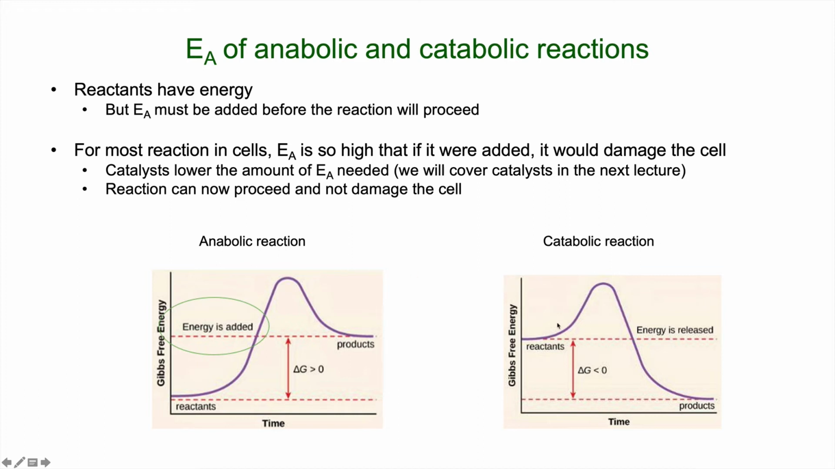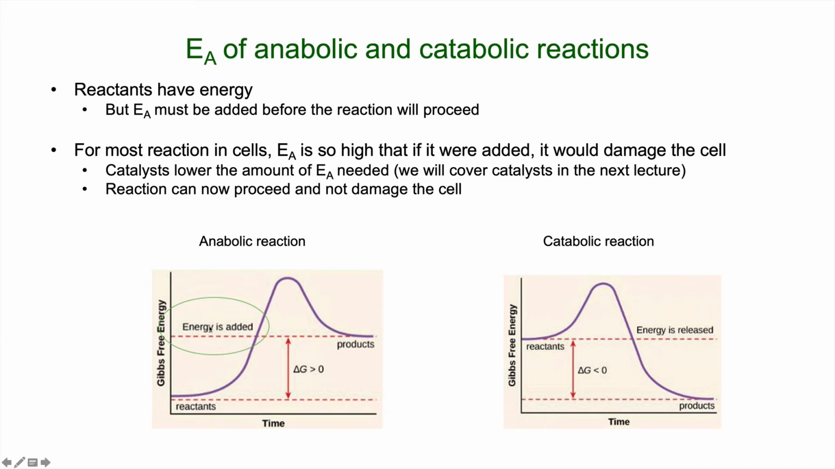Okay, in a catabolic reaction, again, our reactants have a certain amount of energy. We have to add activation energy before the reaction proceeds. And now, because our products are at a lower energy level, this is the amount of energy that was released from the reactants. Here, this is the amount of energy that we stored in the products. Now, in a chemistry lab, we can always add however much activation energy is needed. Okay, but in a cell, most of the time we can't, and I'm going to explain that a little bit.